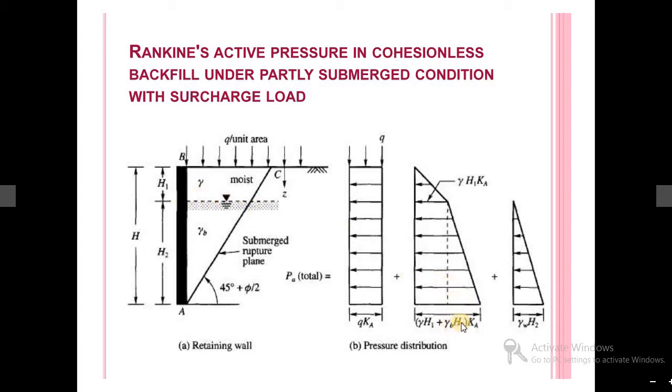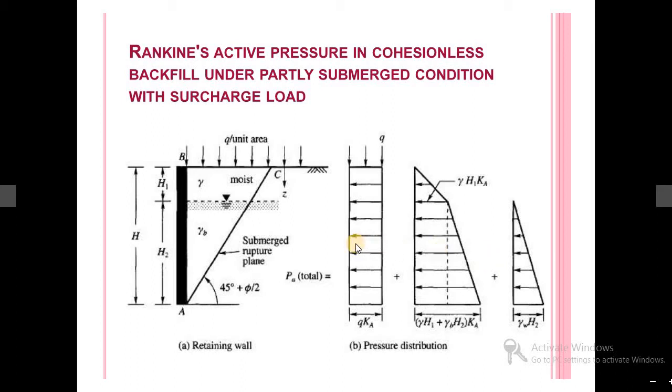So it will be gamma B into H2, Ka gamma B into H2. Additionally, below this water table, the water pressure will also be acting. So it is gamma W into H2. And the total pressure, this is the intensity of the pressure, and the total pressure will be the area under these curves, or the area under this pressure distribution diagram.